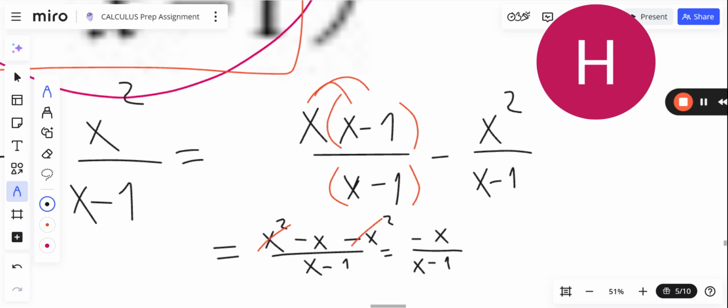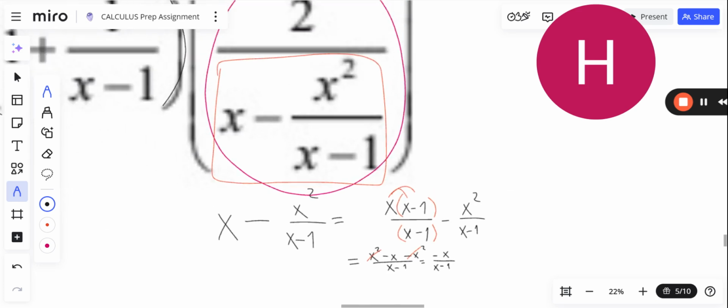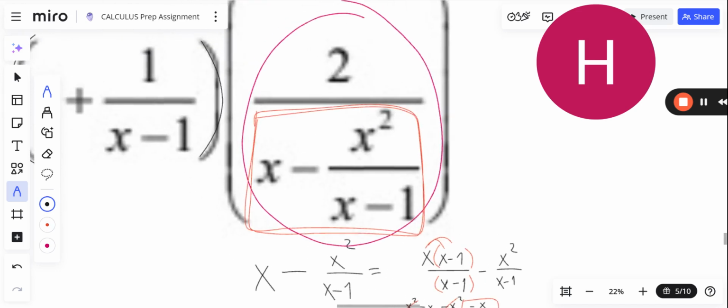So this already simplifies things quite a bit. That means this entire expression in the bottom can be rewritten as negative x over x minus 1.